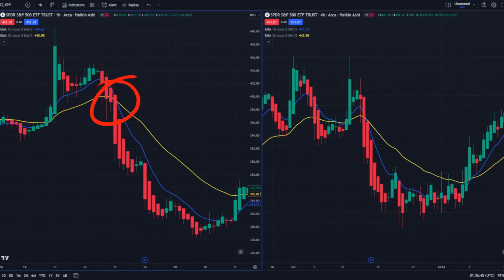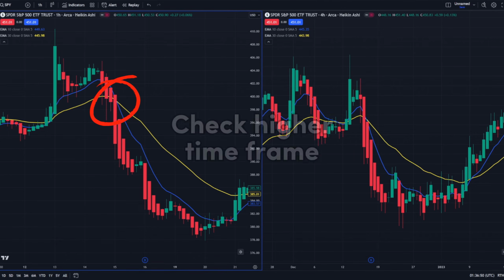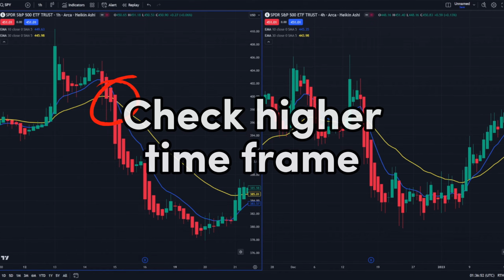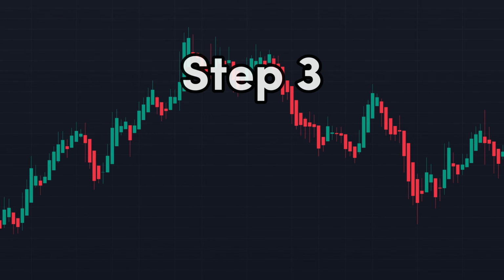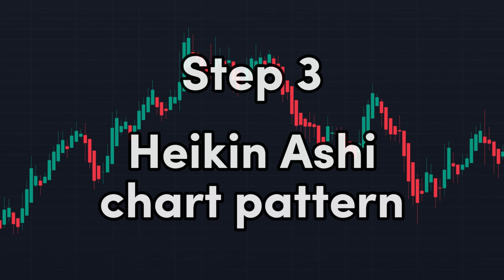If the 10 period EMA crosses below the 30 period EMA on the 1-hour chart, we need to first confirm on the higher time frame 4-hour chart that the price is below both short and long-term EMA to confirm the downtrend. And finally, step 3. The Heikin Ashi chart pattern.